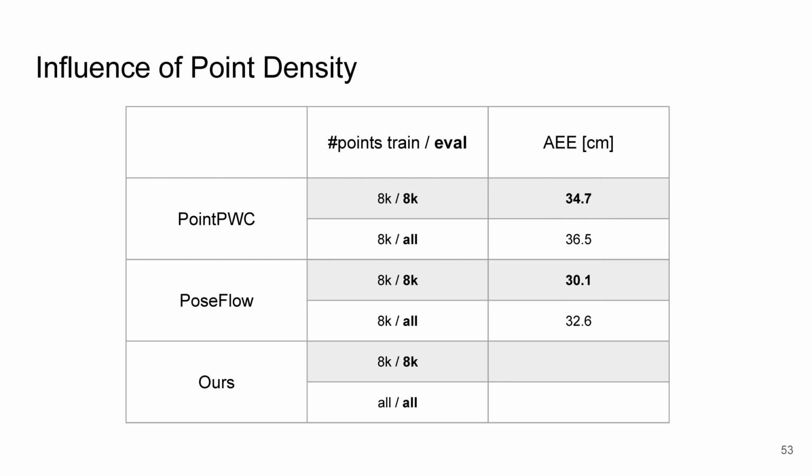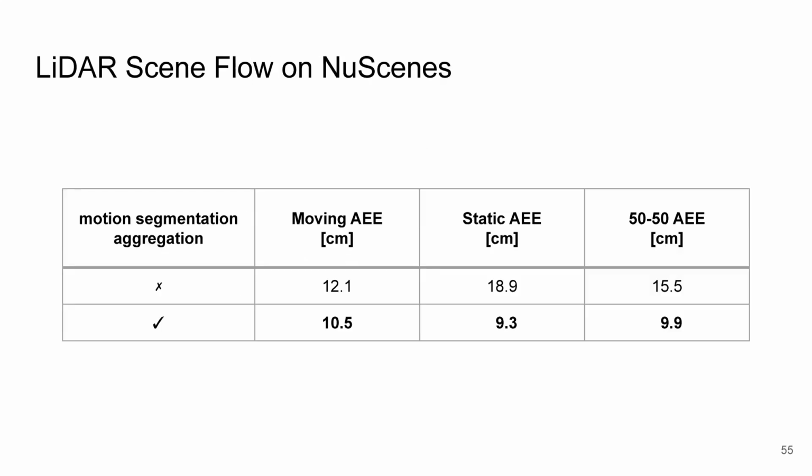Our method can avoid the domain shift by training on the same point density as during evaluation. The scores of our method show that not only does our chosen network architecture generalize better to the scene flow task, but also demonstrates the importance of being able to train on the full-sized point clouds and thus avoiding a domain shift during inference.